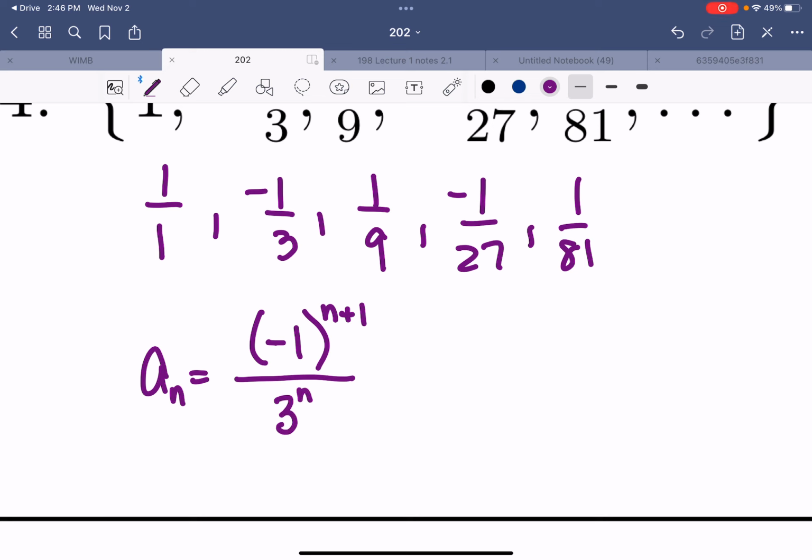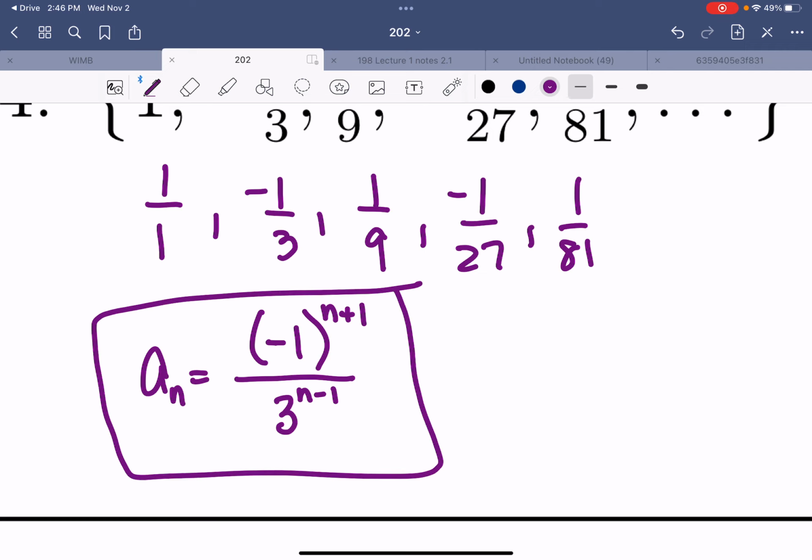Now, if I had 3 to the n, that would start me at 3, then 9, then 27. So I've got to back it up. I want n minus 1. So that when I plug in 1, 1 minus 1 is 0. 3 to the 0 gives me that first term. So that's what I want here.